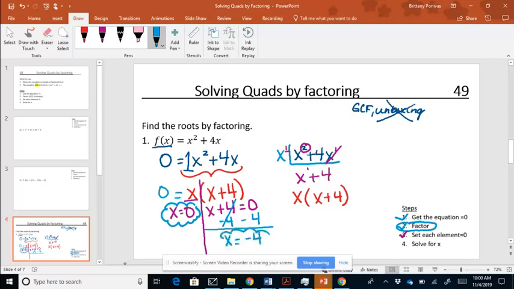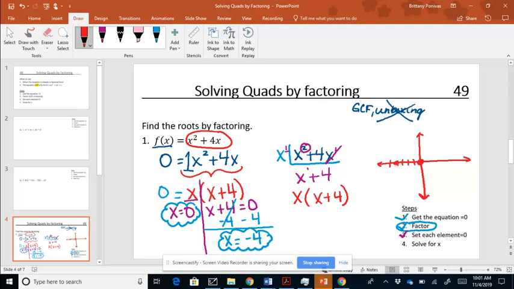And those are your answers. If you would have had a calculator, you would have just put this into y1 and graphed it. You don't have to write down this graph, I'm just showing you what it would look like. When you graphed it, it would have crossed at 0 and it would have crossed at negative 4. Is this graph concave up or concave down? Up, because your a value is positive. So it would have been U-shaped looking something like this.